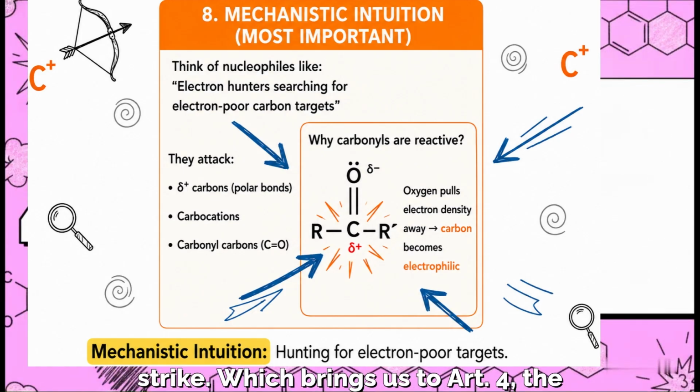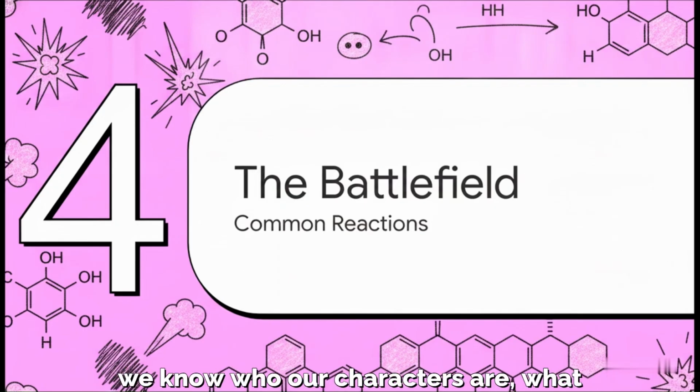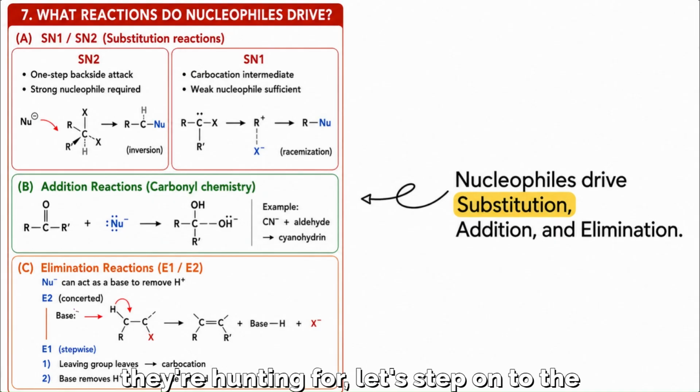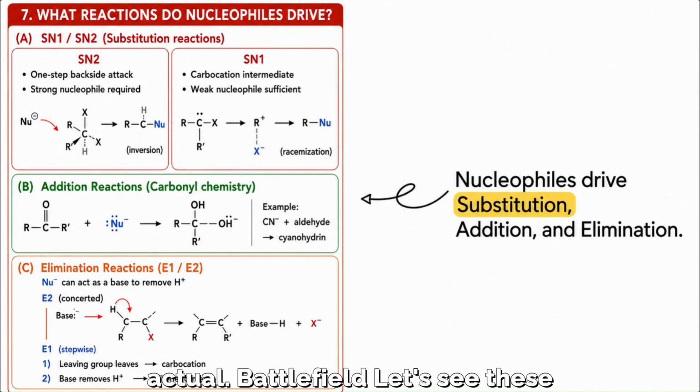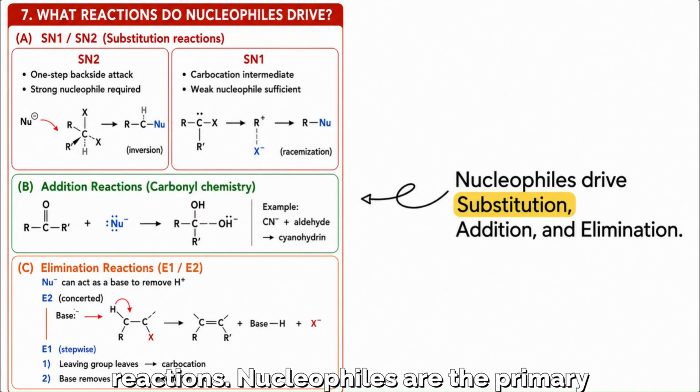Which brings us to part 4, the battlefield of common reactions. Now that we know who our characters are, what their strengths are, and exactly what they're hunting for, let's step on to the actual battlefield. Let's see these hunters drive some real chemical reactions.